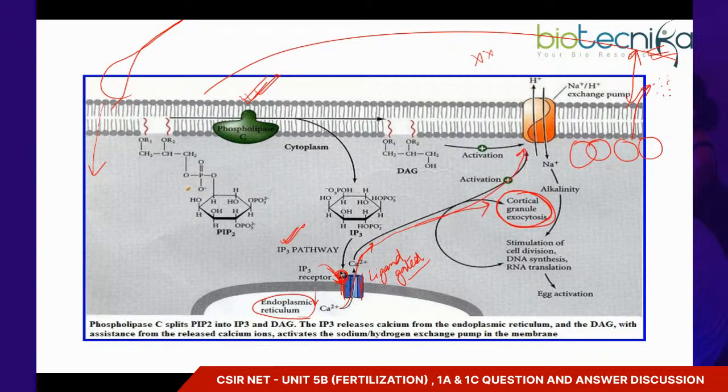Along with that, it also activates something called the sodium-proton exchange pump, in which sodium comes inside and protons go outside. If protons go outside, the outside will be acidic, but the inside will be alkaline. Until the sperm fertilized the egg, the metabolism of the egg was inactive. But now the egg has to be activated. So this metabolism of the egg is triggered by the alkalinity inside the cytoplasm. This leads to egg activation.